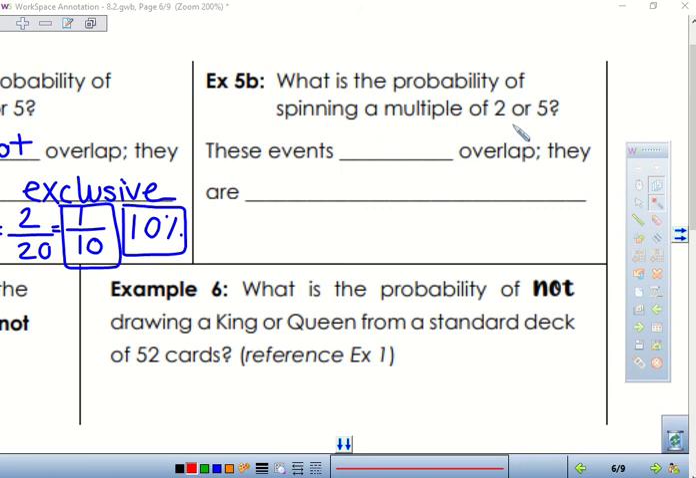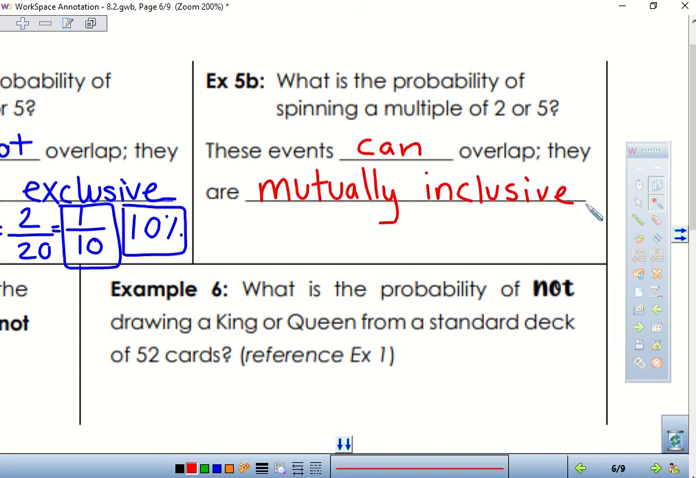In this one, what is the probability of spinning a multiple of 2 or 5? Can these two events happen at the same time? Yeah. There are numbers that are multiples of both 2 and 5, right? So these events can overlap, and they are mutually inclusive. When we say that they overlap, that means they can overlap. There are obviously situations where they don't overlap, right? Since they overlap, we're going to have to subtract away the chance that they both happen.